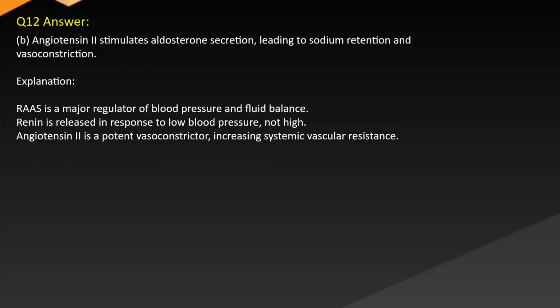Answer: B. Angiotensin stimulates aldosterone secretion, leading to sodium retention and vasoconstriction. Explanation: RAAS is a major regulator of blood pressure and fluid balance. Renin is released in response to low blood pressure, not high. Angiotensin II is a potent vasoconstrictor, increasing systemic vascular resistance.